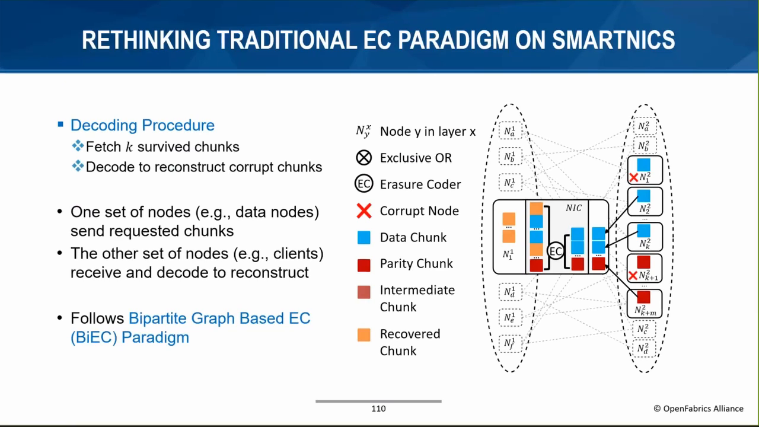Now the question is, what kind of limitations are there for this traditional bipartite graph-based EC paradigm, and what kind of challenges are there to improve it?